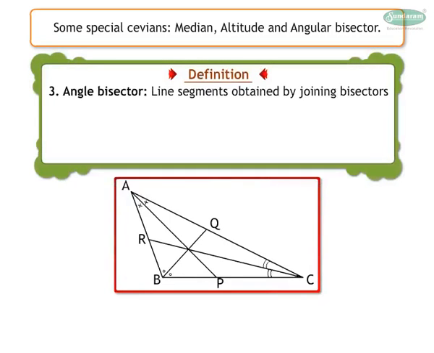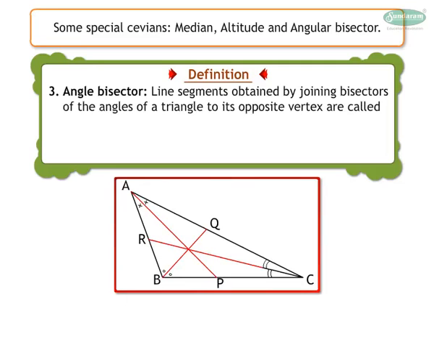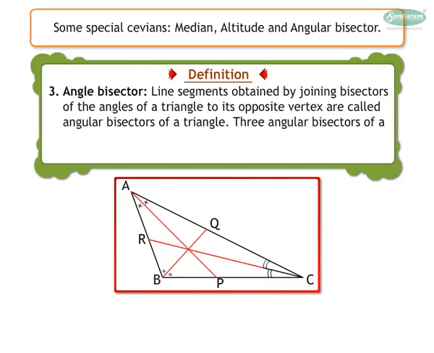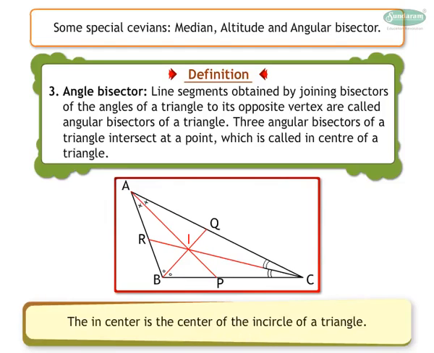3. Angle bisector. Line segments obtained by joining bisectors of the angles of a triangle to its opposite vertex are called angular bisectors of a triangle. Three angular bisectors of a triangle intersect at a point which is called incenter of a triangle. The incenter is the center of the incircle of a triangle.